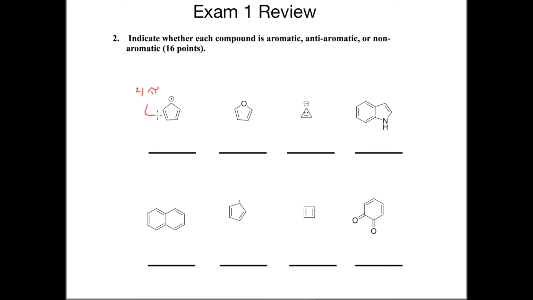All right, so in this one, we're looking at whether it's aromatic, anti-aromatic, or non-aromatic. Right off the bat, I noticed that this guy right here fits all the requirements for aromaticity, but it lacks the right number of electrons, so it is anti-aromatic. This guy looks to lack the electrons. So we have 4 pi electrons, 2 on each side.